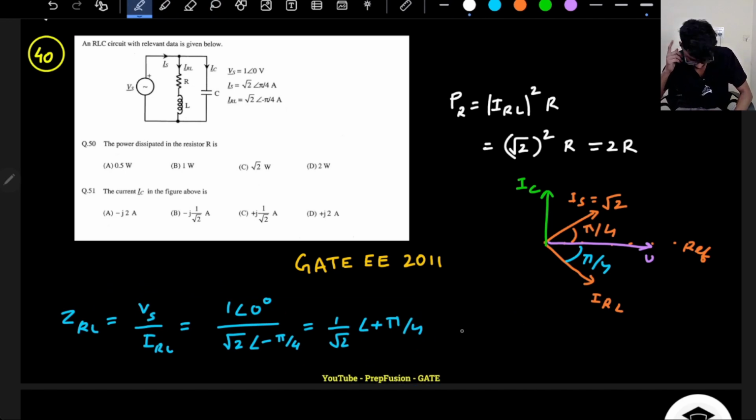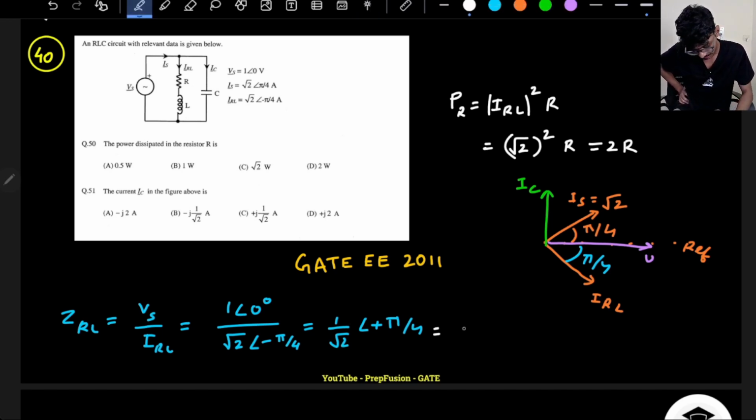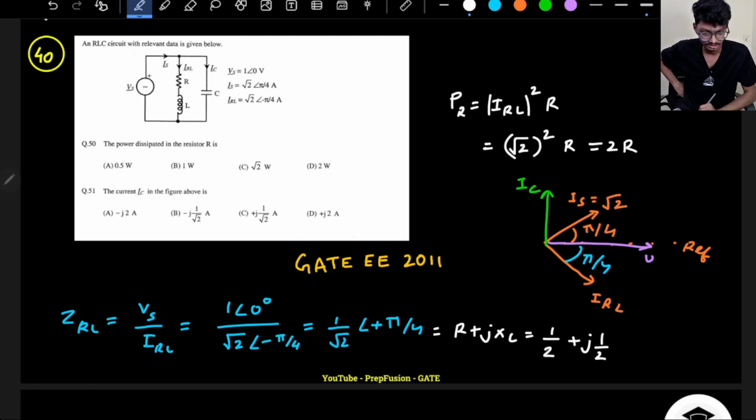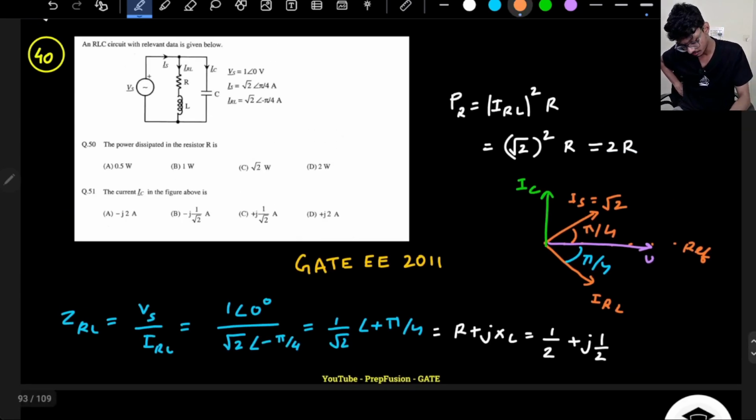Now I can say this is the impedance, right? So from here, can I write this in terms of a series circuit? So it will be R plus jXL. So it is 1 by root 2 cos theta, so this will be half plus j half. So R comes out to be half. So ultimately your power comes out to be 2 into 1 by 2, that is 1 watt. This is what your power comes out to be. So option B will be correct.